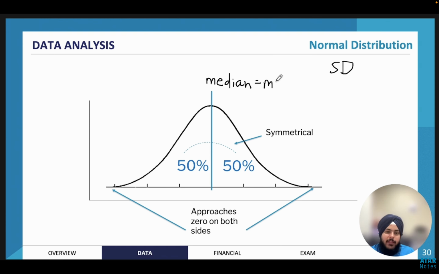And if we look at the standard deviation, standard deviation is essentially just a measure of the spread of the data. So how spread out the data is. Something that is more spread out will have a greater standard deviation, whereas something that has a lower spread of data will have a lower standard deviation. So the normal distribution looks at the relationship between the median and the standard deviation to estimate how much data actually lies between two certain values.